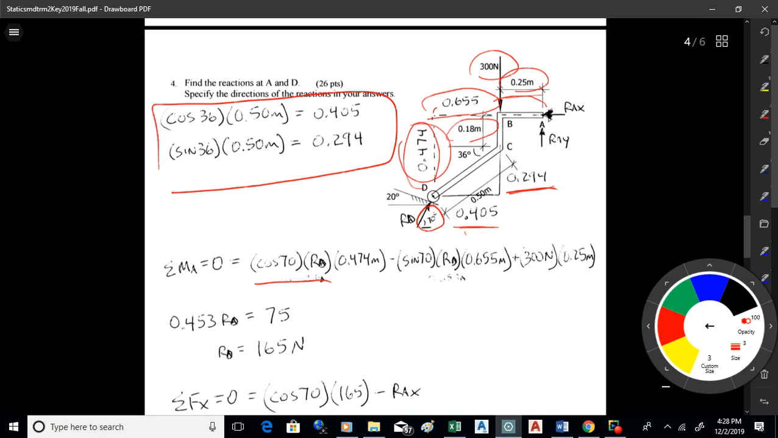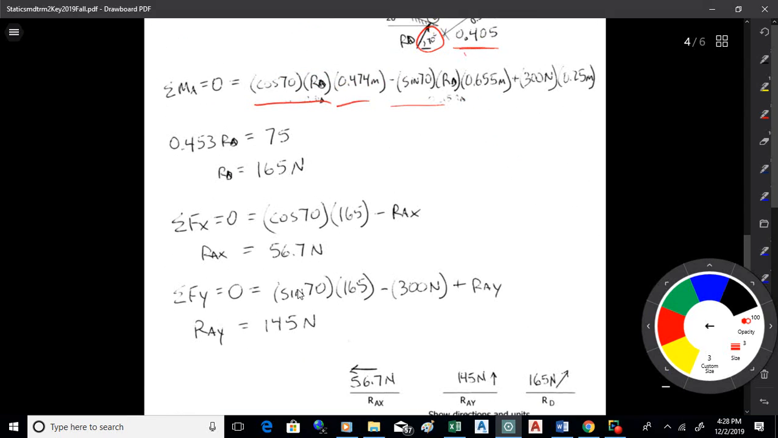The moment arm then is the y moment arm, 0.474. That's going counterclockwise, so that's positive. Then I've got sine 70 RD times 0.655. That's going to come around clockwise, so that's a negative. And then I've got the 300 times the 0.25 up there. It's counterclockwise, so it's positive. So I can solve for RD, it's 165.